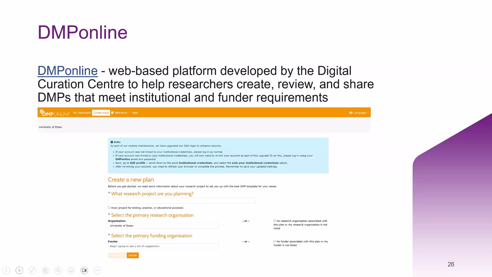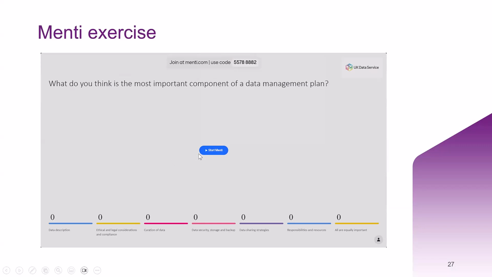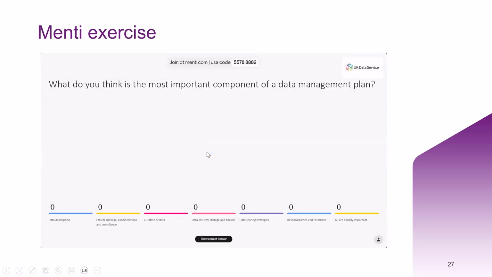If you've never seen DMP Online, it's a fantastic web-based platform. It's developed by the Digital Curation Centre, some very, very knowledgeable people there. And it helps researchers create, review, and even share their DMPs. They have different templates for different research councils and organizations. Do have a look at DMP Online if you haven't had a chance to look. They also offer free to use and free to get inspired data management plans that others have published. You can publish your own data management plan as well. It's a fantastic resource. Now, another quick Menti.